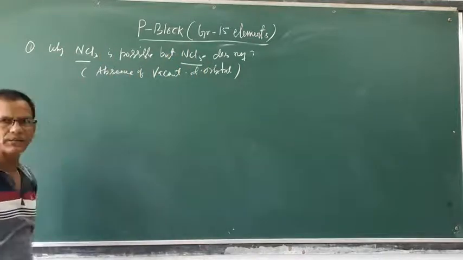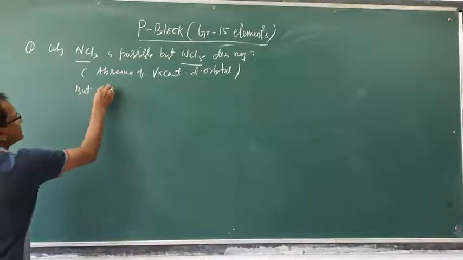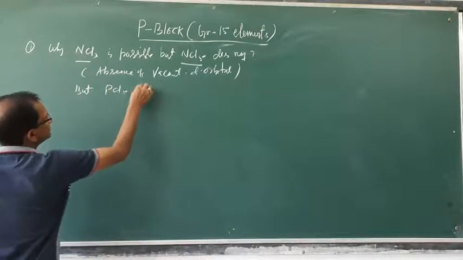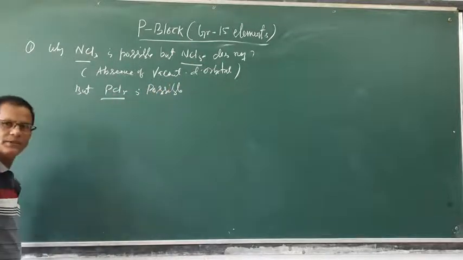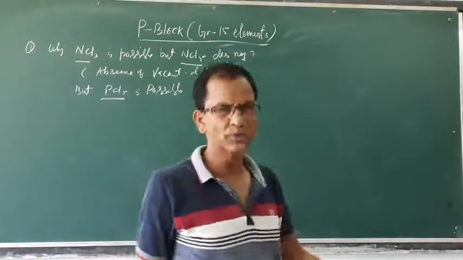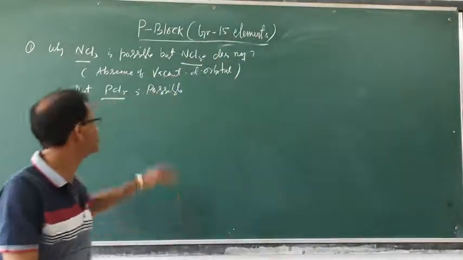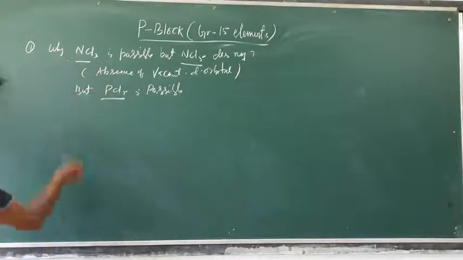But phosphorus can. PCl5 is possible. Why is PCl5 possible? Because phosphorus can show higher covalency due to the presence of vacant d orbital. So this is a very important question regarding this.